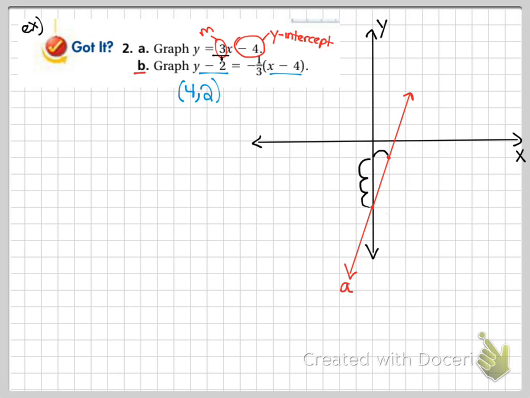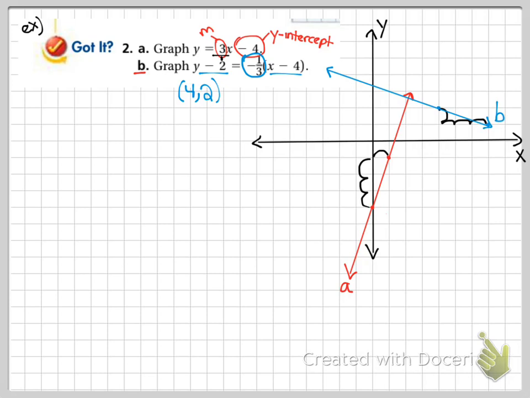Okay, so we're going to graph the point 4, 2, which is right here. And then we're going to use our slope, which is negative 1/3, to graph another point. Since it's rise over run, I'm going to go down negative 1 and then over a positive 3 and make another point. Once I have 2 points, I can connect those using a ruler with a straight line. So that blue line there would be my line B.